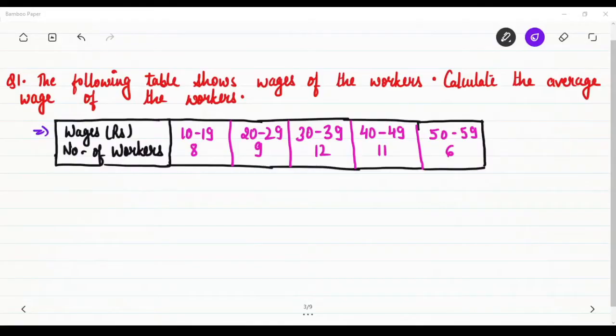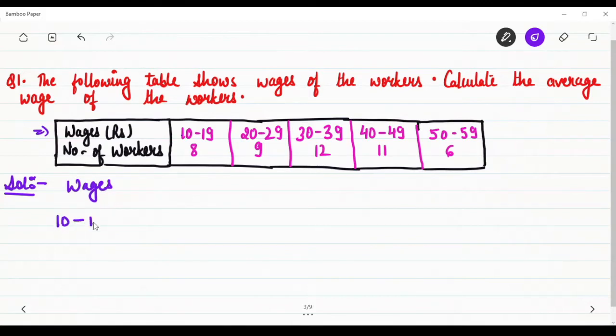Now let us see how to calculate this question when the question contains unequal class intervals. Here you can see wages have been given like 10 to 19, 20 to 29. So there is no continuity in the class intervals. Okay. So let us see how to calculate this question. First we need to write the data in tabular form. So let us write the wages in tabular form, which will be our class interval.